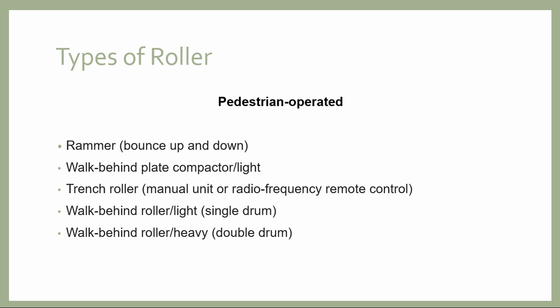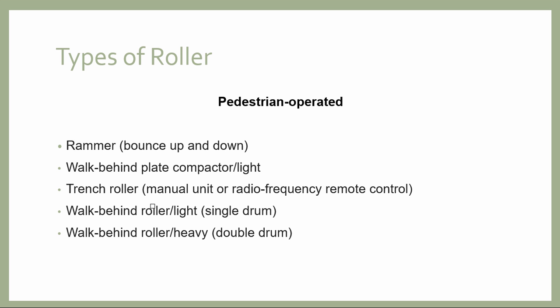Here in the rammer section, these are basically used to bounce up and down. This is the pedestrian roller. It basically looks like concrete cylinders which bounce up and down, and with the help of this they compact the field. Those are basically used to compact the cricket pitch.